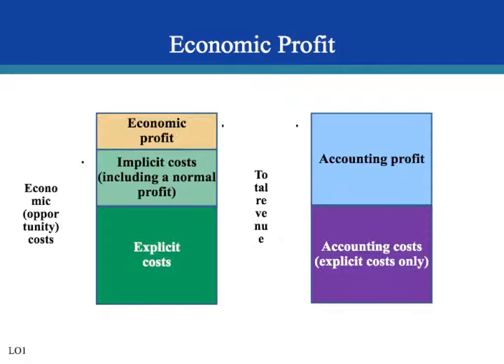This figure is just showing that economic profit includes implicit costs and explicit costs, and accounting profit only includes explicit costs. Again, explicit costs require a cash outlay, implicit costs do not.